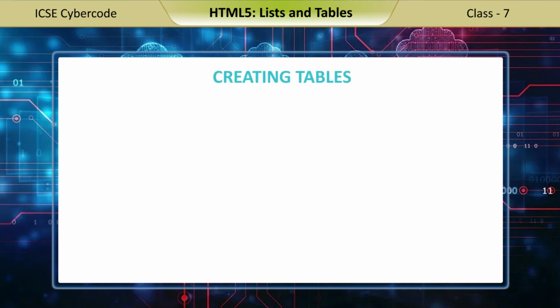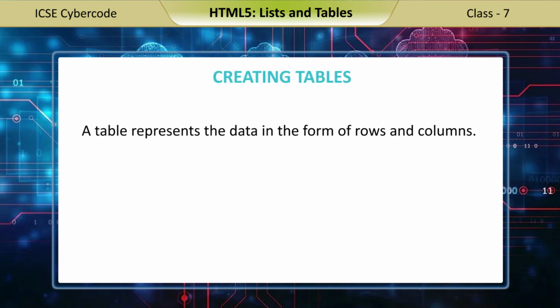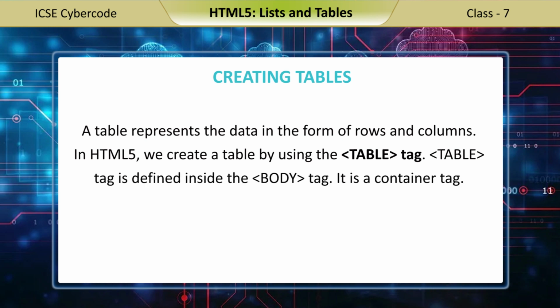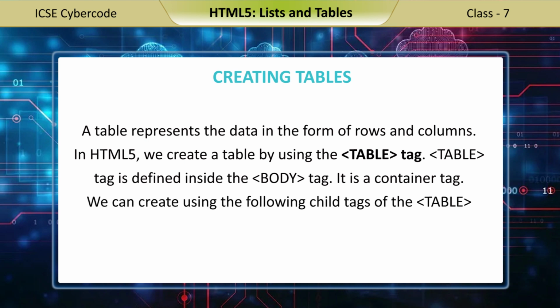Creating tables. A table represents the data in the form of rows and columns. In HTML5, we create a table by using the table tag. Table tag is defined inside the body tag. It is a container tag. We can create a table using the following child tags of the table tag.